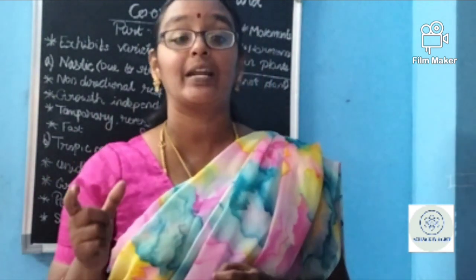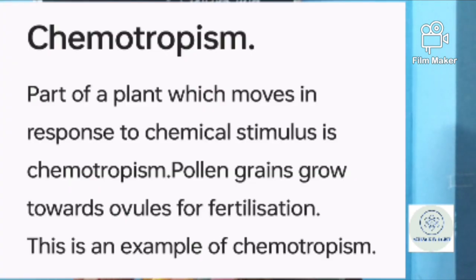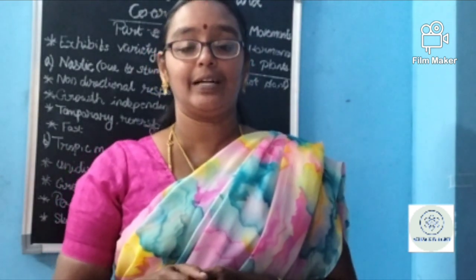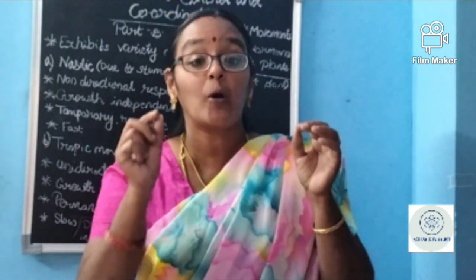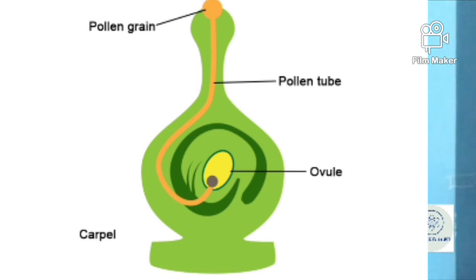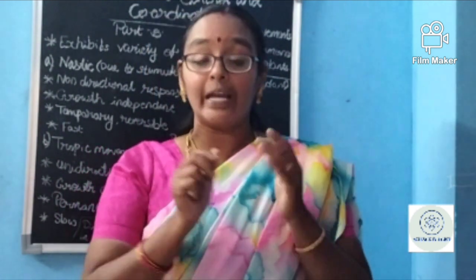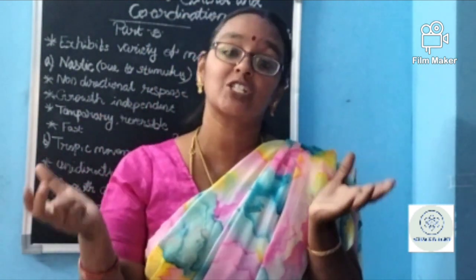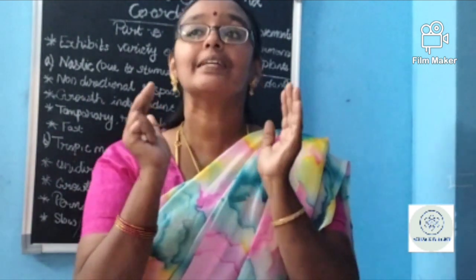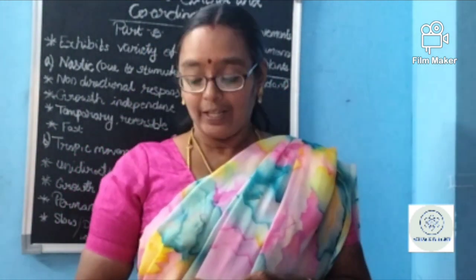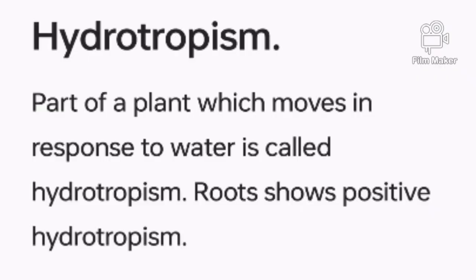The part of the plant which shows movement in direction of a chemical stimulus. You have seen, you know it already, that for fertilization, the pollen grains have to move directly towards the ovules. This is the chemical stimulus. Only when it happens will fertilization take place. Okay, this is called what? Chemotropism. Then the fourth one is hydrotropism.